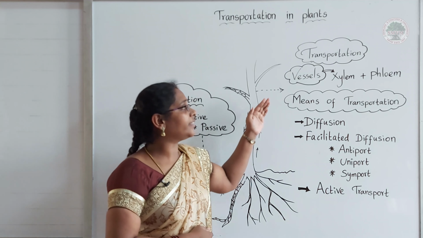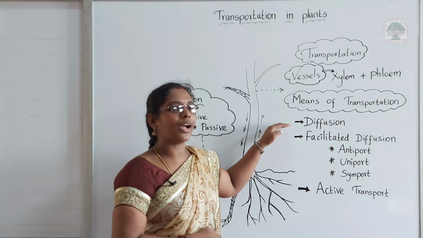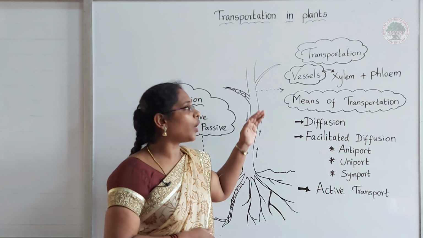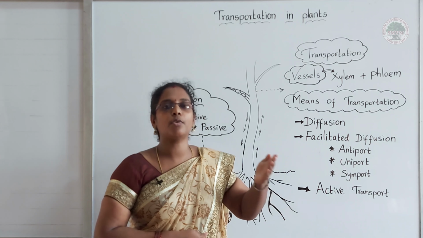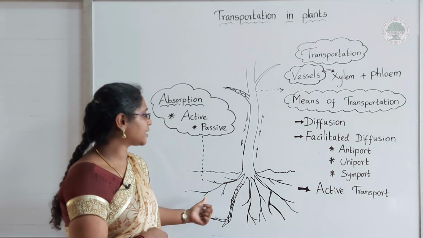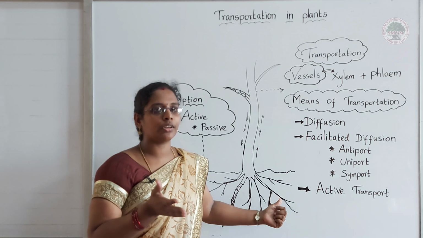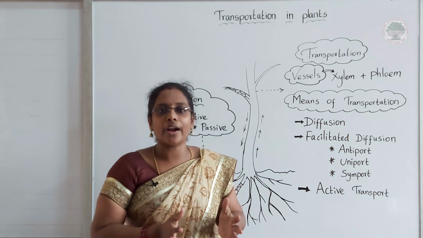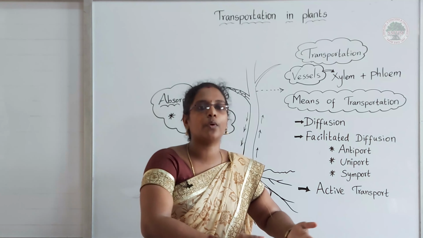Okay, so how does it transport? What is the means of transport? So the first one is diffusion. Because of diffusion, the water and nutrients get transported from one part to another part. The same thing we discussed about diffusion applies here. The nutrients and also water get diffused from the higher concentration to the lower concentration.